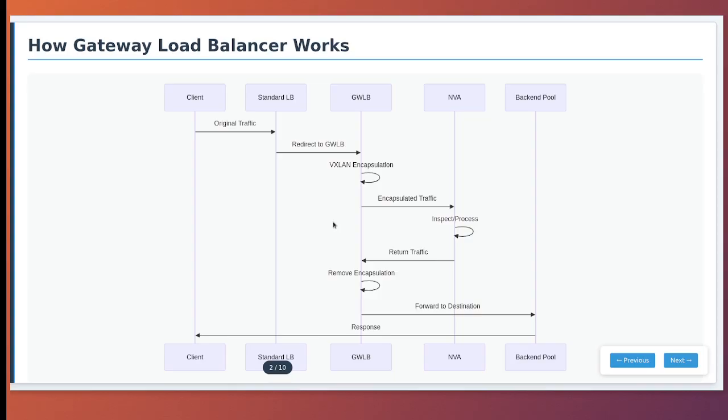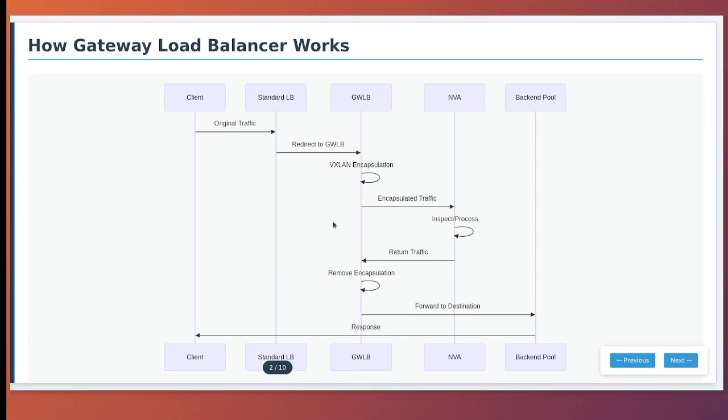This diagram I'm showing illustrates the complete traffic flow. Notice how the GWLB acts as a transparent bump in the wire. Your applications don't need any special configuration. They just send and receive traffic normally. The GWLB and NVAs handle all the complexity behind the scenes.